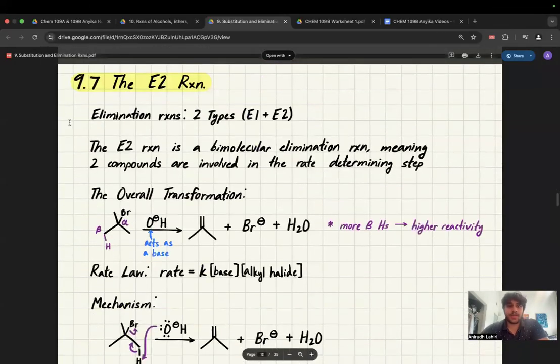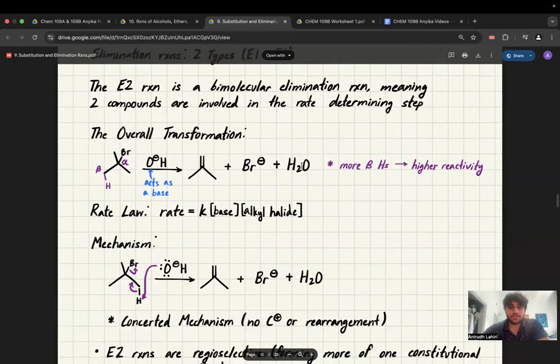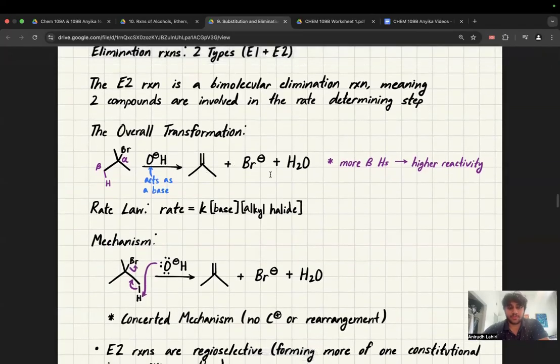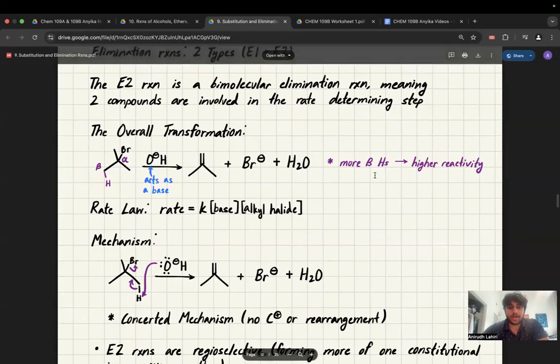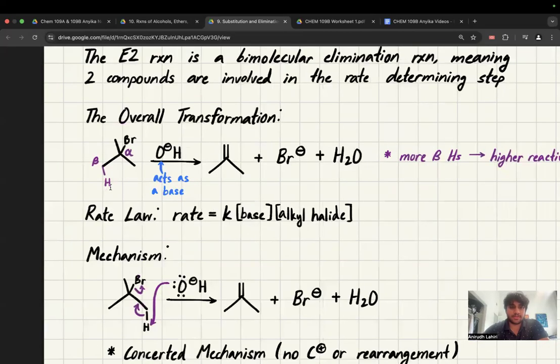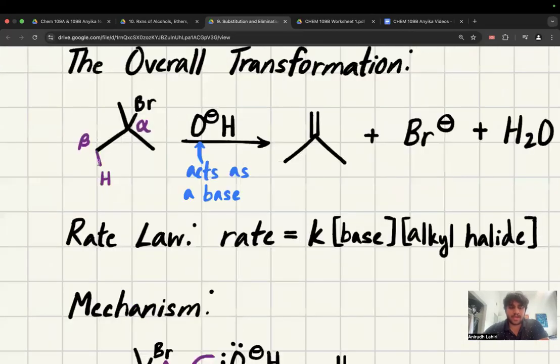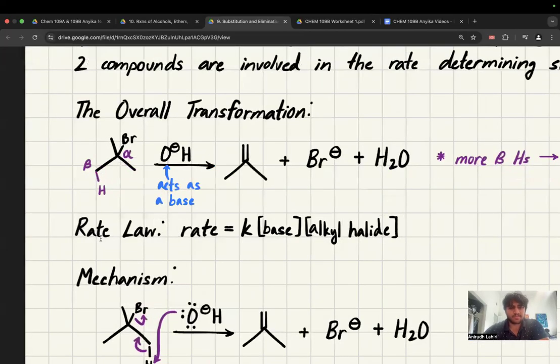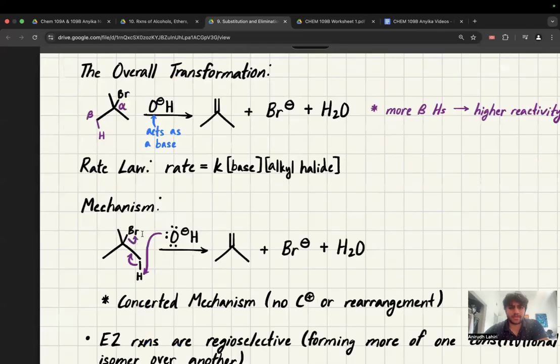Okay, the E2 reaction. There are 2 types of elimination reactions, E1 and E2, and we're going to talk about E2 first. E2 is a bimolecular elimination reaction, which just means that there are two compounds involved in the RDS. This is the overall transformation. It forms three products. And the more beta hydrogens we have, the higher the reactivity, right? The more spots that we can attack to form a double bond, the better off we're going to be, right? That makes sense. So this is the overall mechanism.